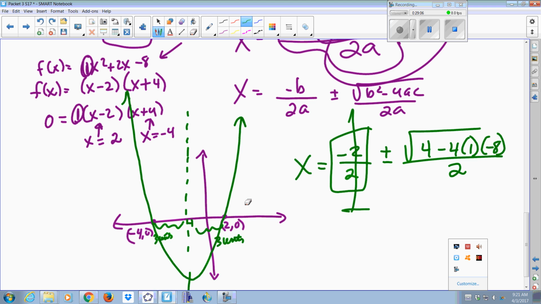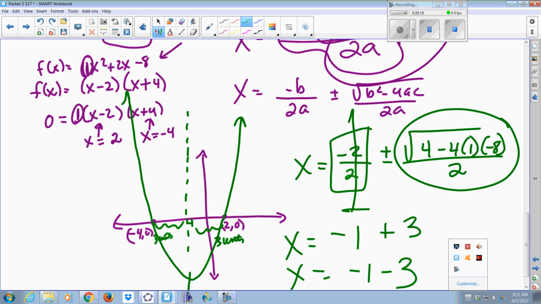Now this says you start at negative 1, and to get one of your x-intercepts, you're going to add 3, and to get your other x-intercept, you're going to subtract 3. And let's see what this comes out to be. It better come out to be plus and minus 3, because that's where the x value of your vertex always will be. Okay, so what's this? 4 take away 32, which is take away a negative 32, which is a positive 32, which is 36, and there we go.